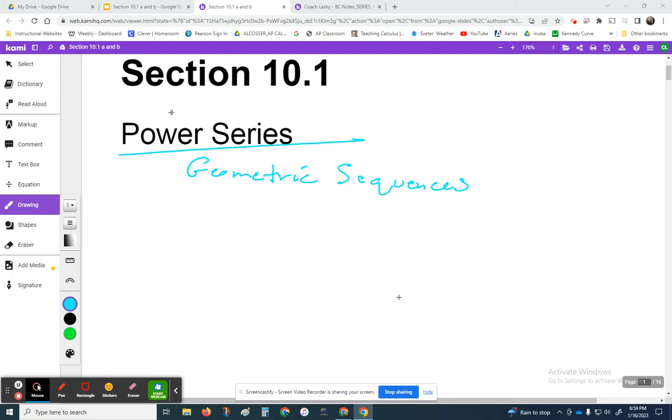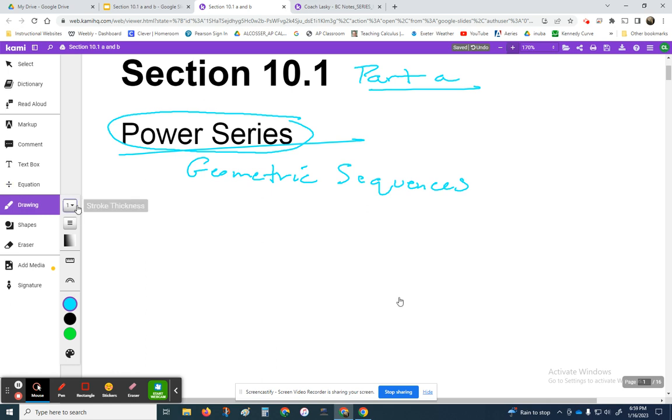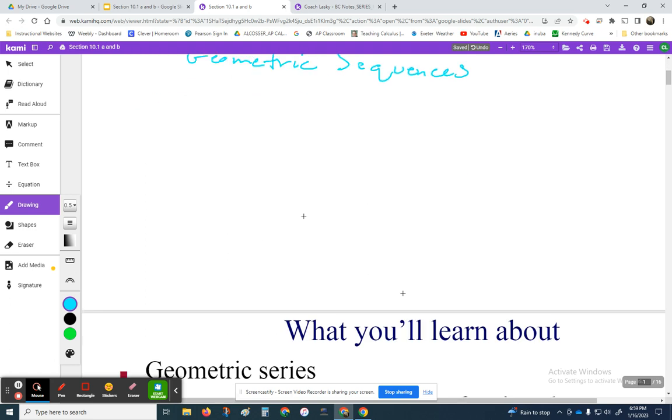All right, guys, so we're going to try this a little differently. We're going to tackle section 10.1 in parts. So this is going to be section 10.1, part A, and we are going to tackle what is a geometric series, and we're going to tackle it as a power series too. So we're going to kind of work our way through this.